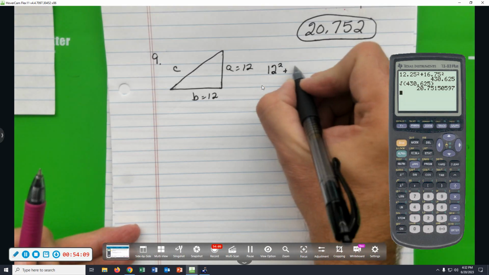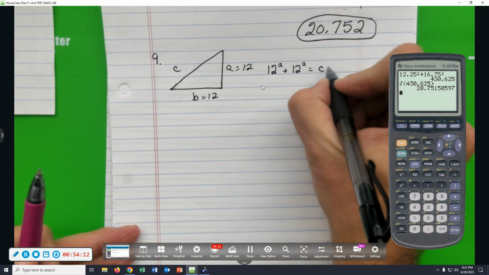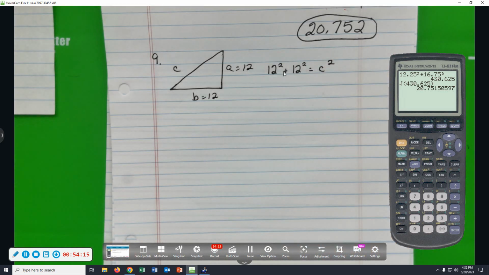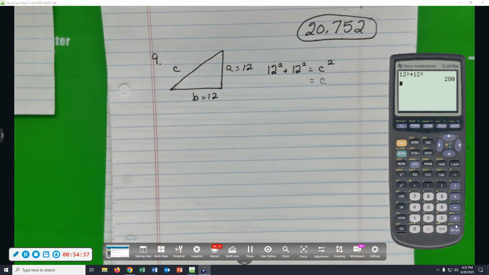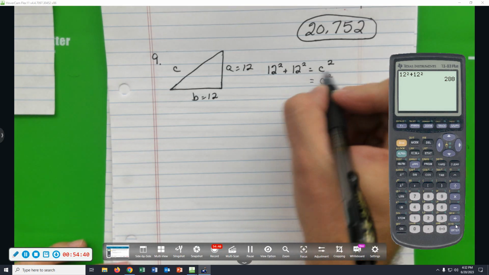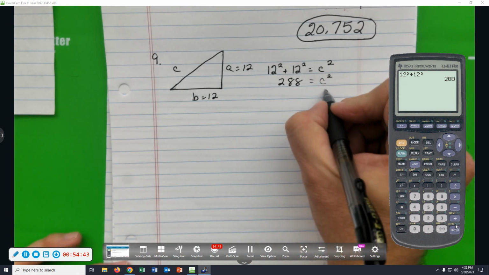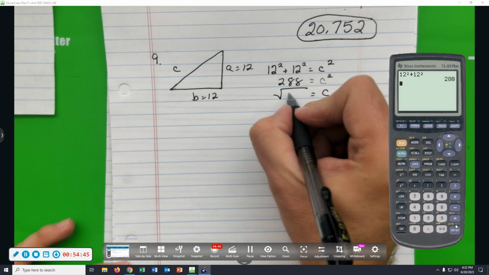a squared plus b squared equals c squared. Well, a squared, I can do that in my head. 144 plus 144. That's 288. I'll go ahead and patch it in: 12 squared plus 12 squared, 288. So c squared is 288, and c would be the square root of 288.